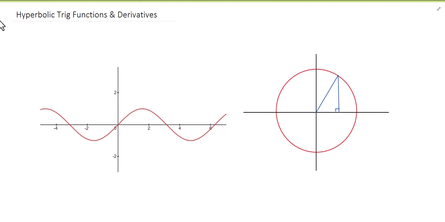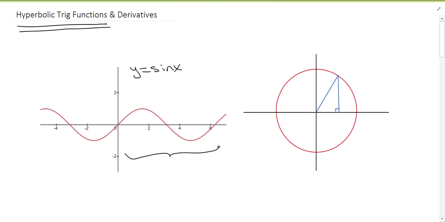What are hyperbolic trig functions? Let's start off with our standard trig function. What I have here is the graph of y equals sine x. So where does this come from? When you have one period of sine x, this is between 0 and 2 pi. That is one period of the function sine, which really comes from the unit circle. So when we graph the point x, y here, this is x and this is y.